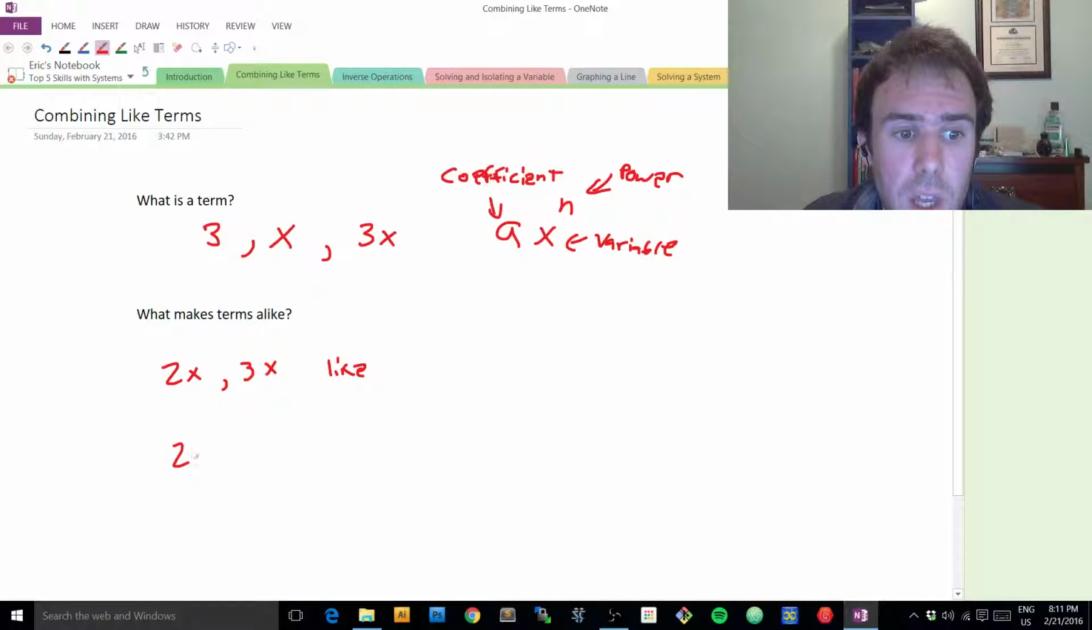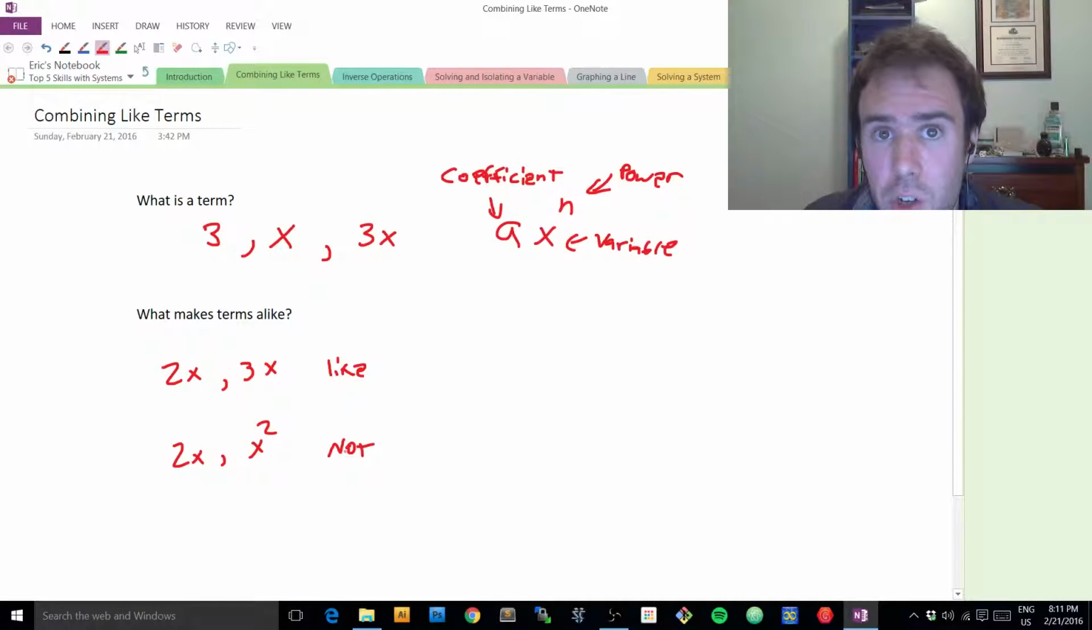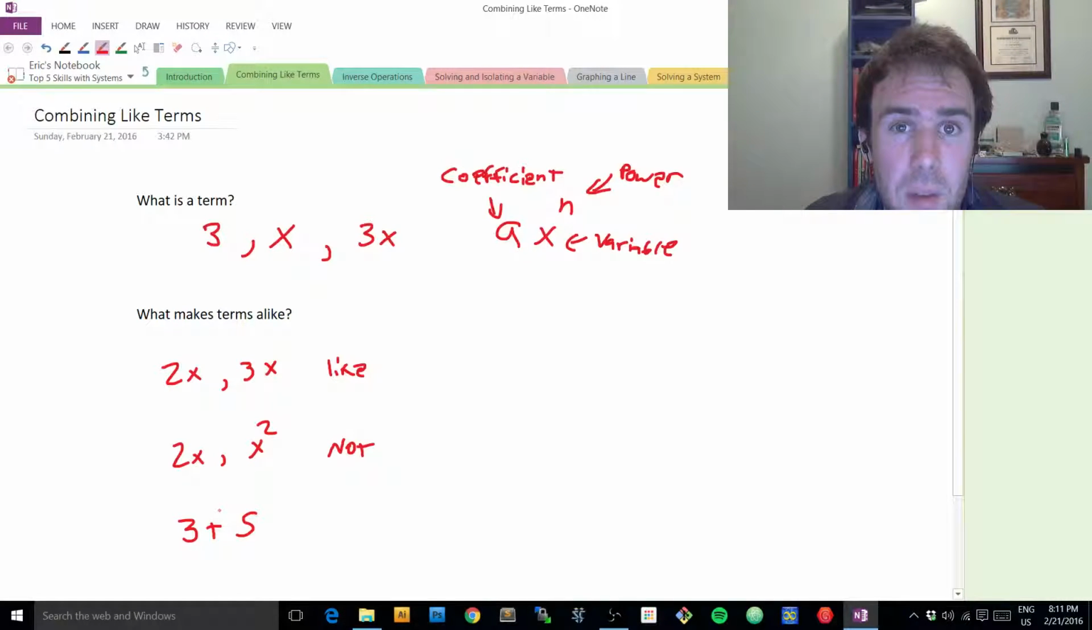But something like 2x and x squared would not be like terms because the x squared has a higher power than the regular 2x does. Something that you might not have thought of is that we consider 3 and 5 to be like terms. So even no variable is the same variableness, if you want to put it that way.